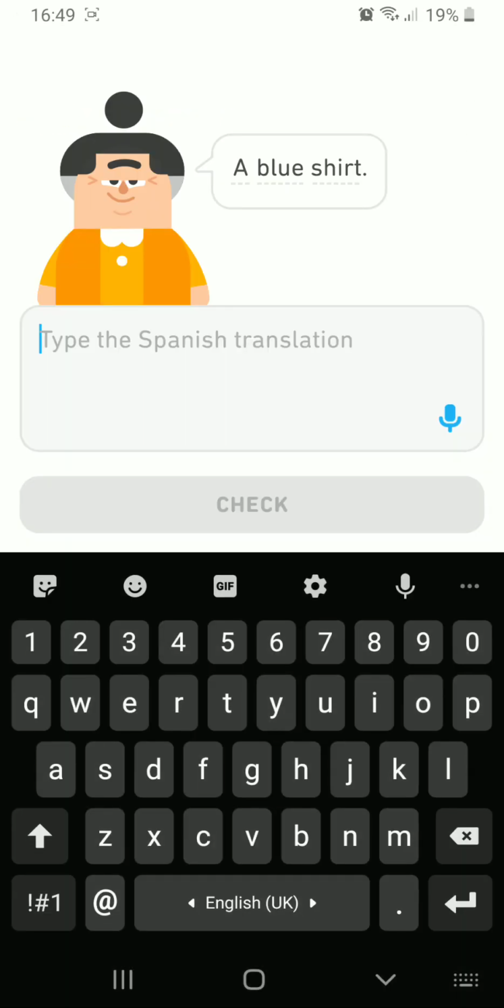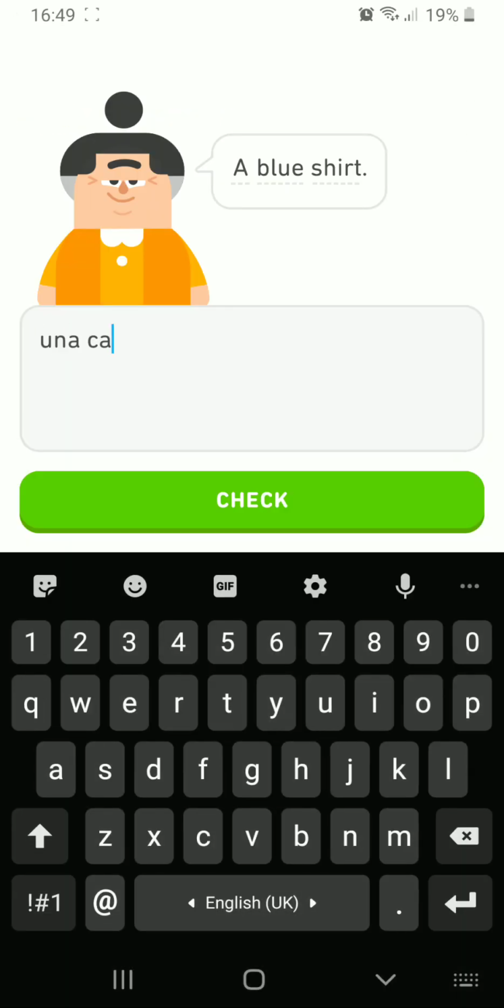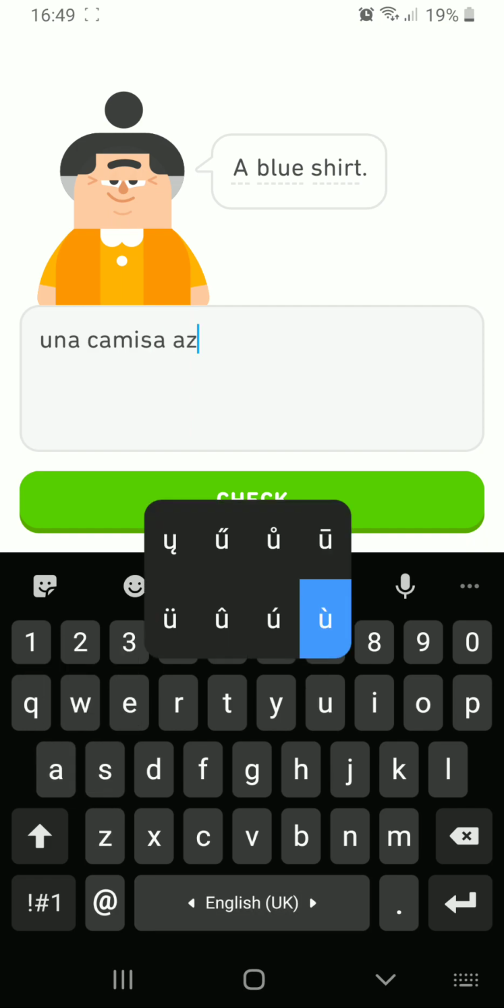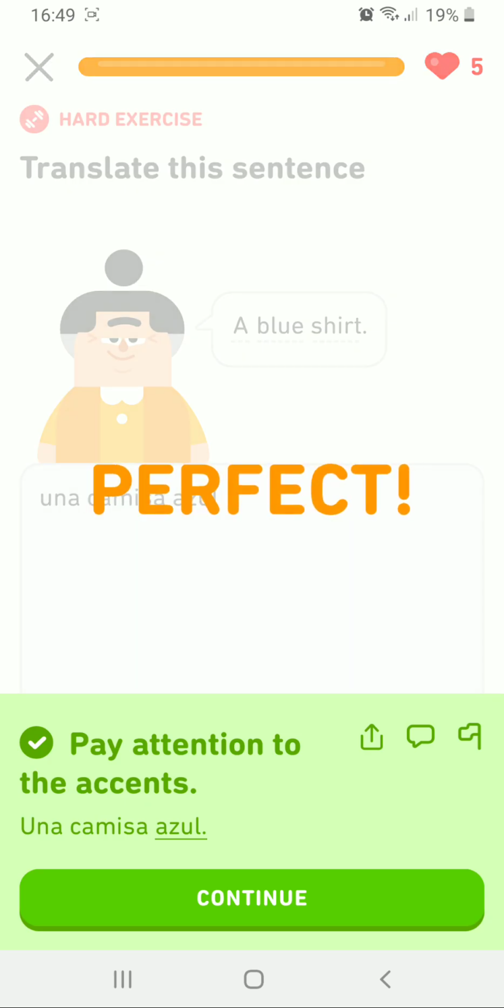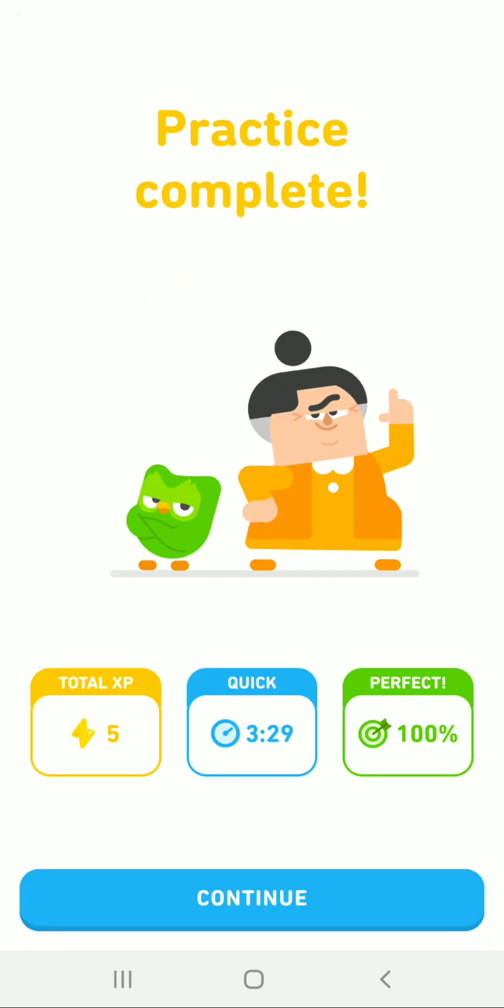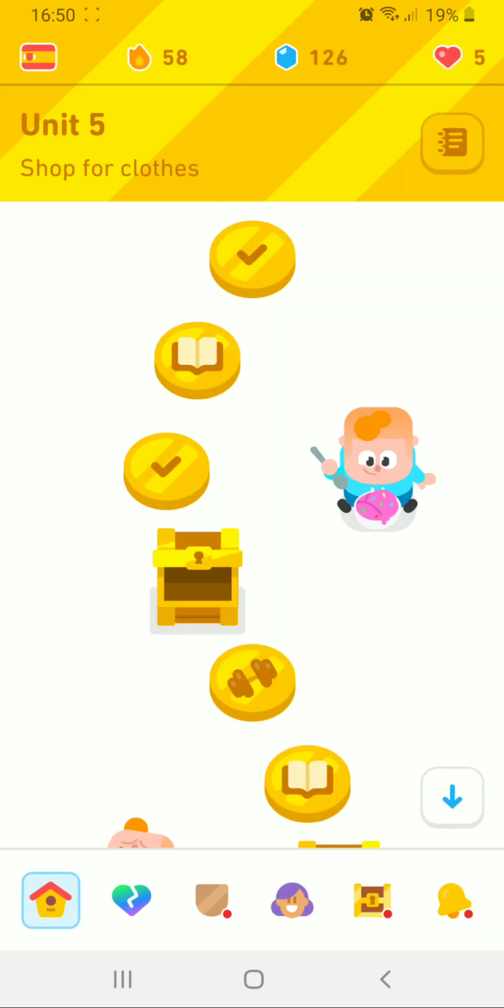And a blue shirt. Una camisa azul. I think there's an accent here. There is no accent. Okay, good for me. So we did it. Was not so difficult. I think it was good practice.